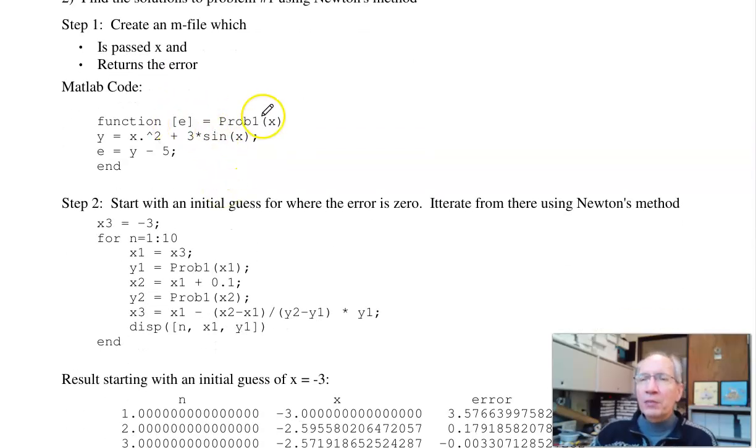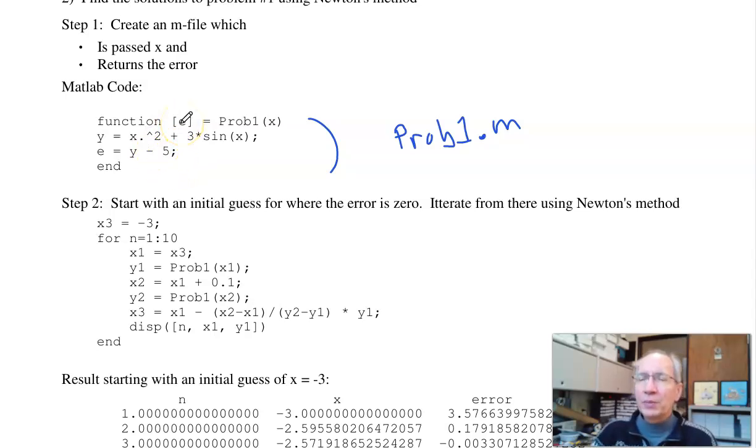So to do that, I first set up a function, call it something like problem 1. When I do that in Matlab, this has to be saved in a file called problem1.m. The .m tells Matlab this is a Matlab file. The name of the file needs to match the name of the function. It confuses Matlab if it doesn't. What this does is I pass x to it and it returns e. The calculations are on the inside. It calculates y as x squared plus 3 sine of x. The error is the difference between y and 5, y minus 5, and it returns the error.